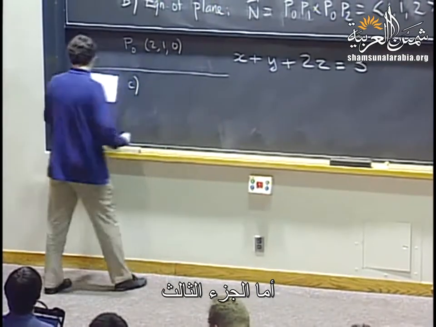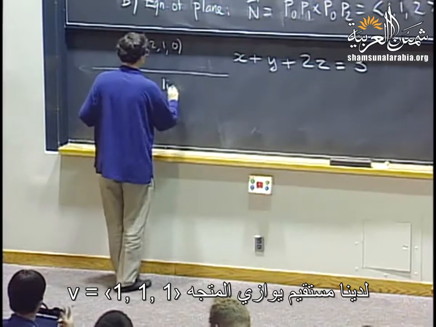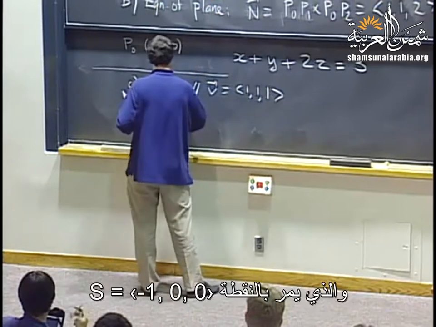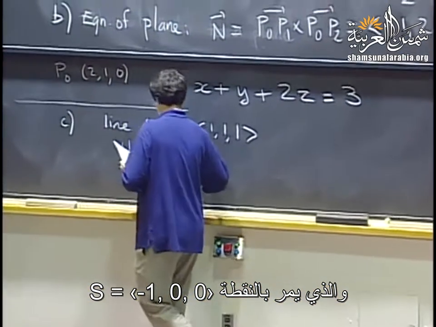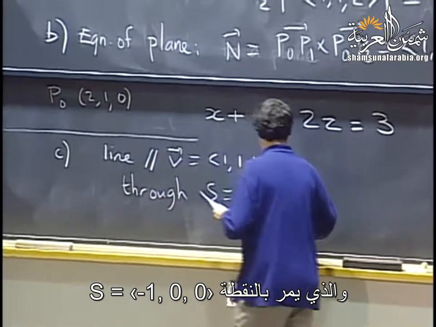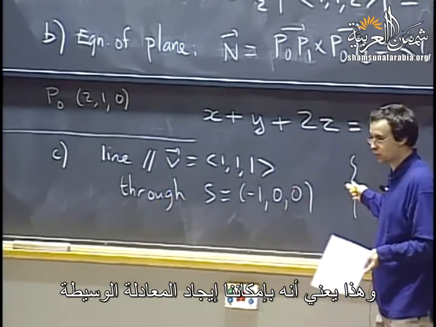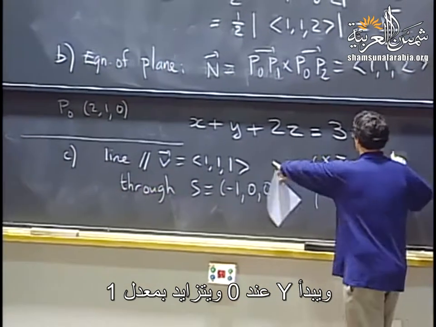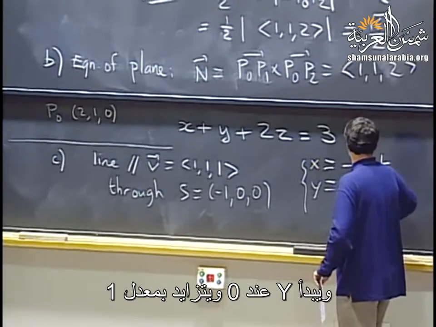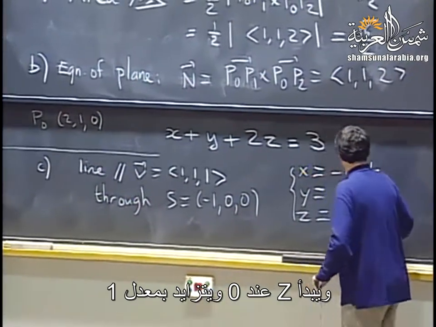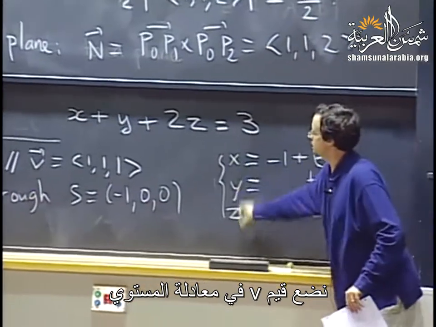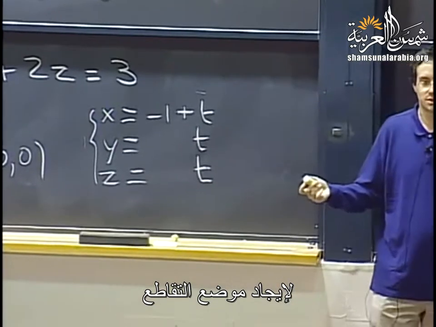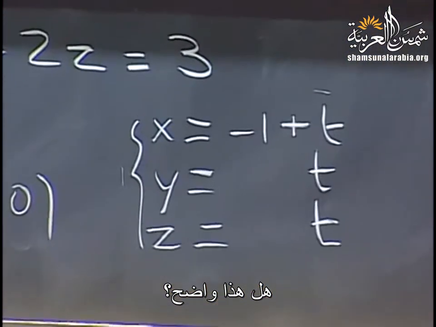And then the third part: we have a line parallel to the vector v equals 1, 1, 1 through the point S, which is minus 1, 0, 0. That means you can find its parametric equation. So x starts at minus 1 and increases at rate 1. y starts at 0 and increases at rate 1. z starts at 0 and increases at rate 1. You plug these into the plane equation, and that will tell you where they intersect. Is that clear?